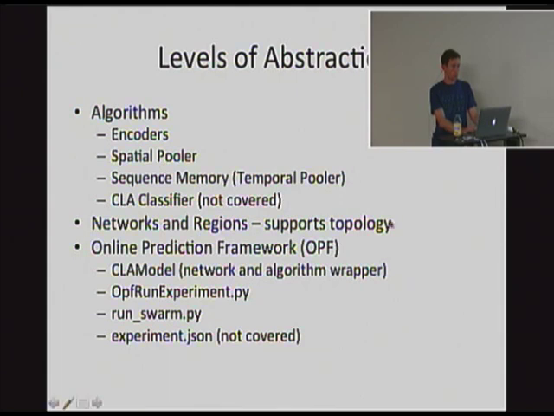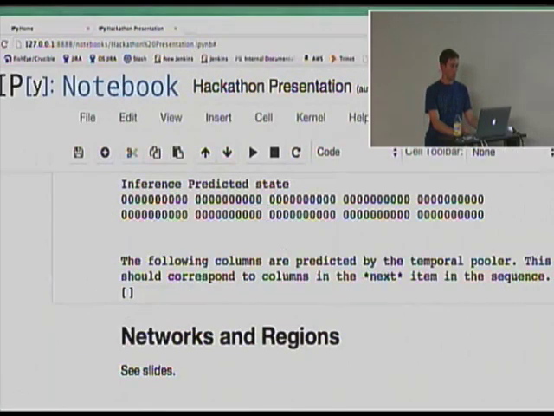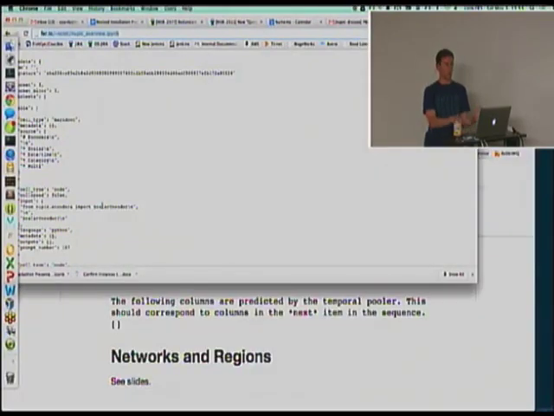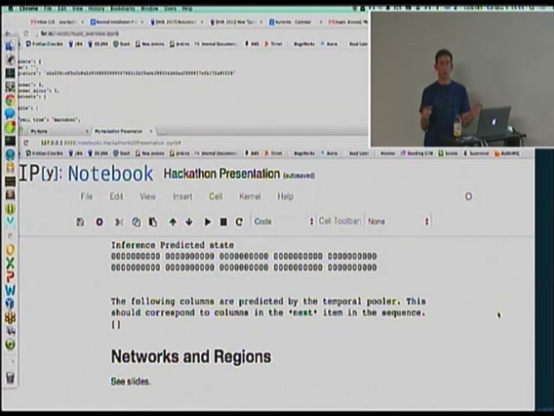Like I said, I'm not going to show examples of that, but what I am going to show next is the CLA model, which is part of the online prediction framework, and that has a network inside of it. That network is configurable, so you can say whether or not you want a temporal pooler, for instance, in your CLA model, and it'll create the region for that in the network for you. So when I show you feeding data into the CLA model in a little bit, that in turn feeds it into a network internally.